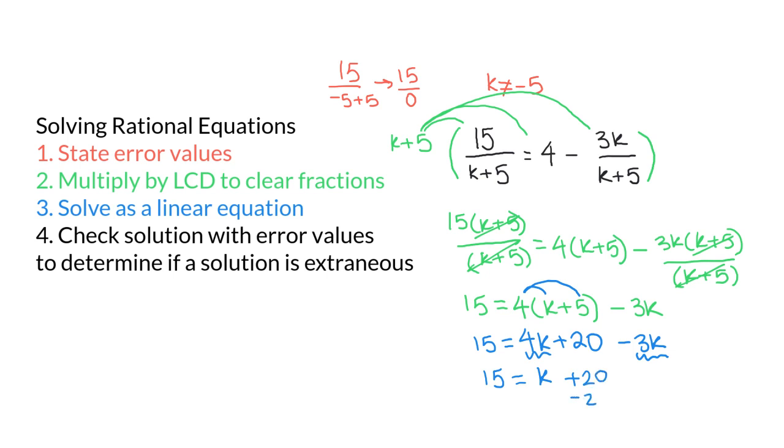And keep solving for k, so subtract 20 from both sides. And we get that -5 is equal to k.